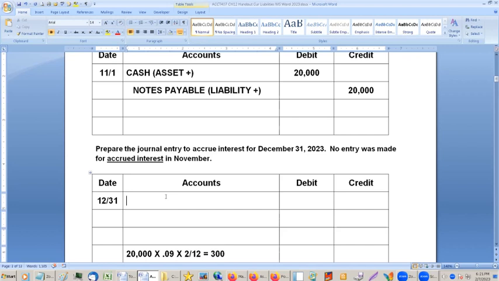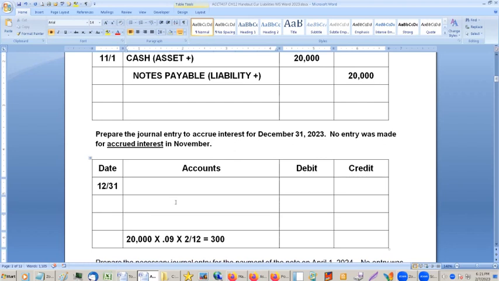Okay, what are the accounts going to be? You debit notes or interest payable. Close. We'll credit interest payable. Oops. I can write it. Because we owe them, it's a liability going up. We owe them $300. And we haven't paid them yet, so this isn't cash. This is just we owe them.